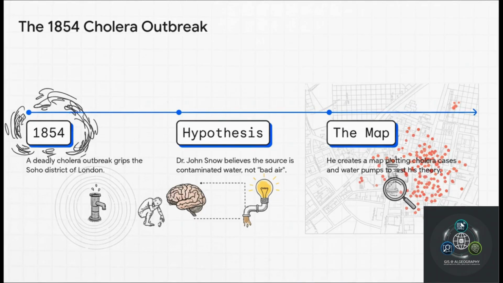The popular theory at the time was that the disease was spreading through miasma, basically bad smells in the air. But this one physician, Dr. John Snow, just wasn't buying it. He had a different hypothesis. He thought it had to be coming from contaminated water. The problem was, how could he possibly prove it?